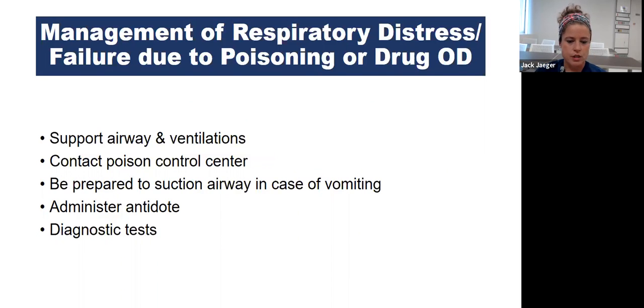Managing respiratory distress or failure due to poisoning. And again, kids get into things nonstop. You want to support the airway and ventilations. You want to call the Poison Control Center for directions. They are excellent at letting you know the antidotes and then calling at increments to check on the patient. Be prepared to suction the airway in case they're going to vomit. Administer an antidote if there is one, and then diagnostic tests. Perhaps there are certain electrolytes that you're going to need to follow.